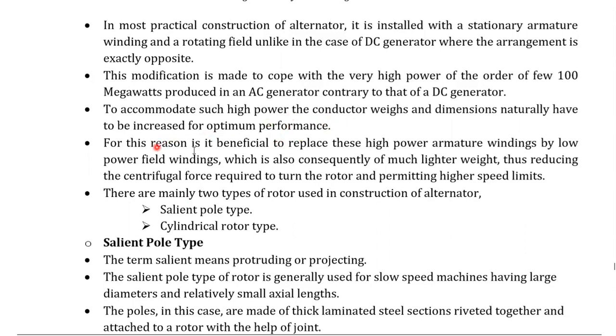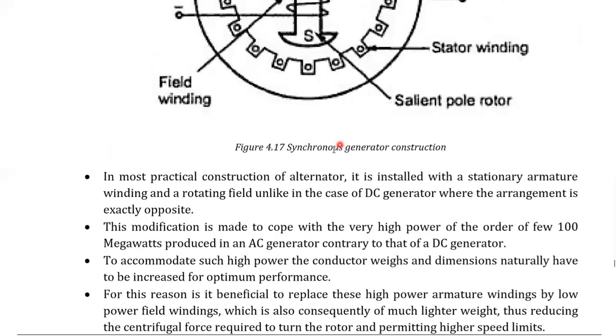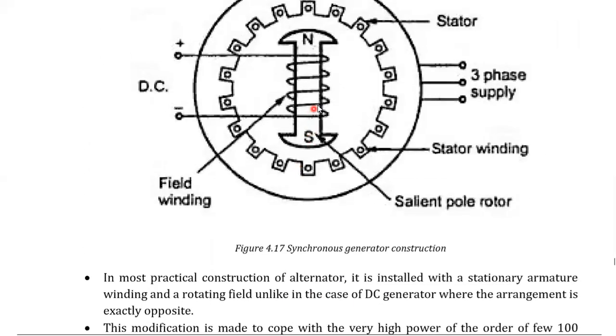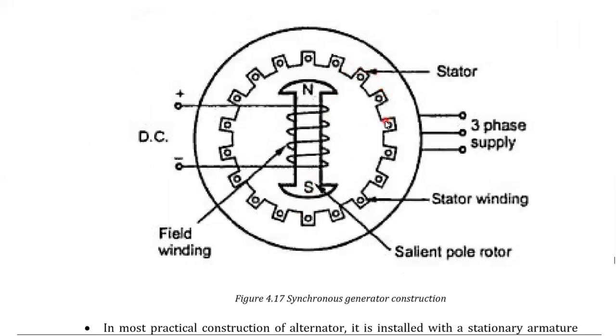So for this reason, it is beneficial to replace the high power armature winding by low power field windings, which are also consequently of much lighter weight, thus reducing the centrifugal forces on the rotor and permitting high speed limits. Because of this reason, the armature winding is always placed on the stator only. This is to increase the speed.